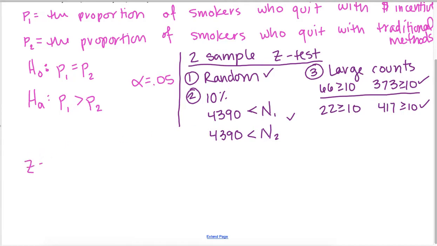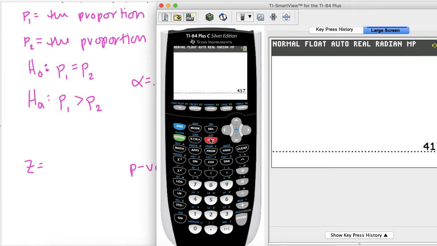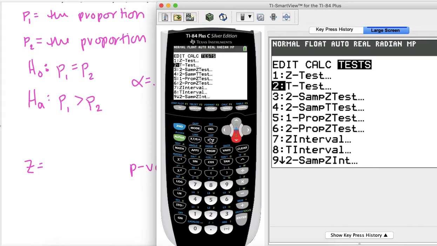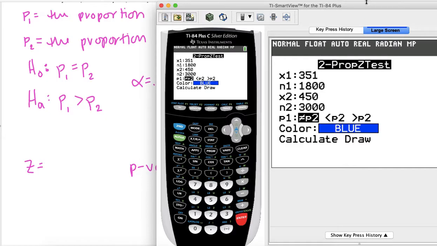Let's find the z value and the p-value associated with it. Let's see how far apart those two values are. All right, so on my calculator, I'm going to go to Stat, Tests. I'm going to do a 2-prop z-test, not tempted by that 2-sample z-test. And then we would have 66 in the first group out of the 439. And on the second group, we had 22 out of the second group of 439. And we think that P1 is going to be bigger than P2.